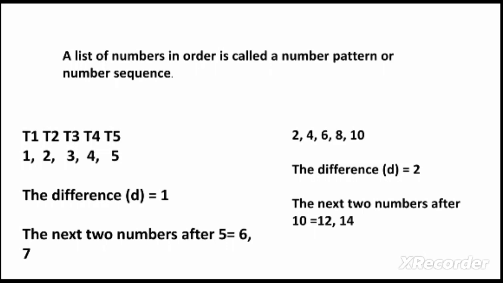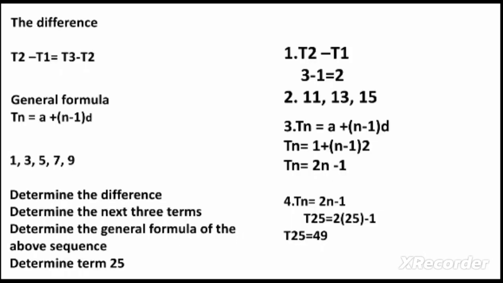So now let's look at the 2 formulas that you have to learn about. The first formula is T2 minus T1 is equal to T3 minus T2. This one is the one finding a difference. If you take T2 and then you minus T1, you're going to get the difference. That difference will be equal to T3 minus T2 because it's going to be the same number. So I'll show you how you find the difference and how this formula is going to help you.